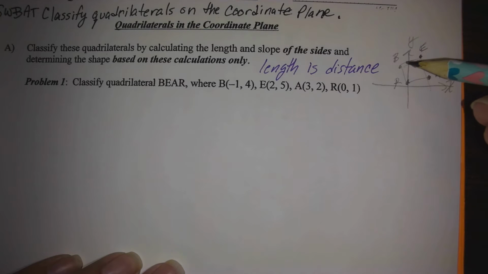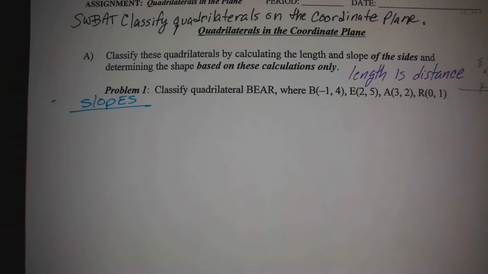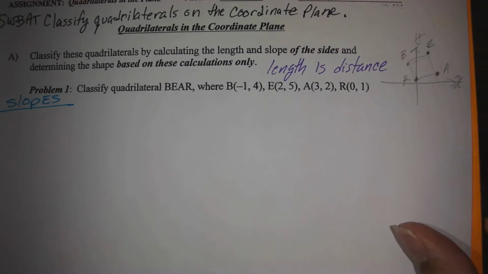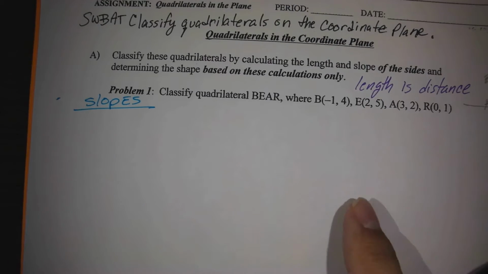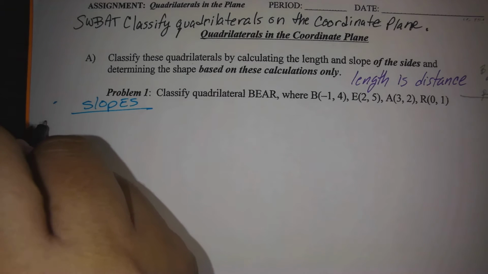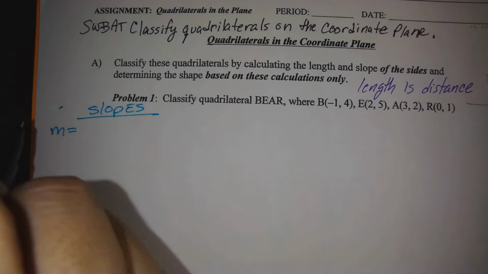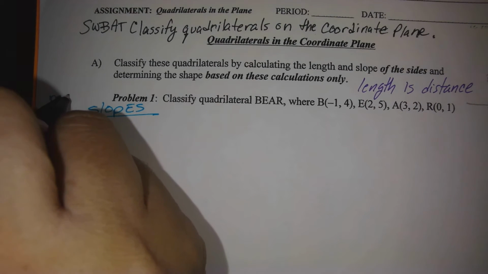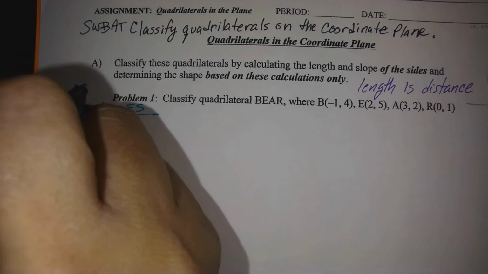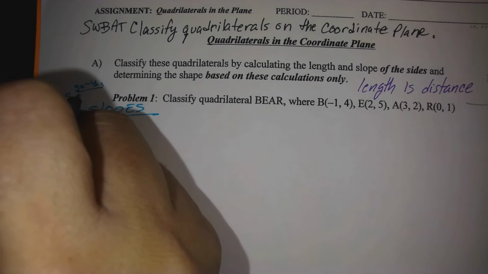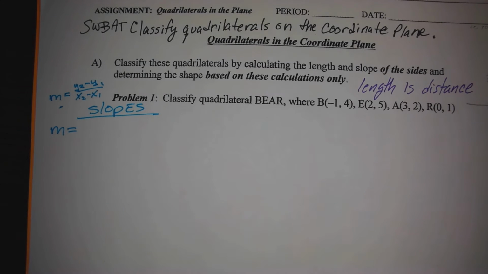So we're going to go ahead and start investigating our slopes. We're going to start with this guy right here, BE. Slope is M. And if you remember our slope formula, and I'm going to write this up here so that way I don't eat up room for work, M is equal to y2 minus y1 over x2 minus x1. So we're going to have to remember that that's our formula for slope. Now I'm going to zoom in a little bit.